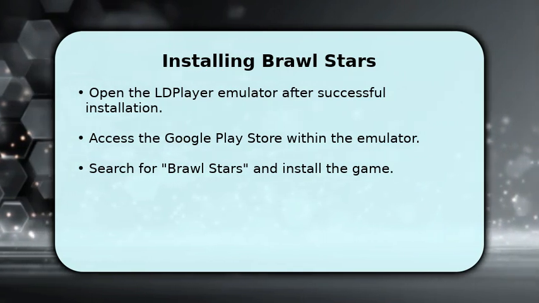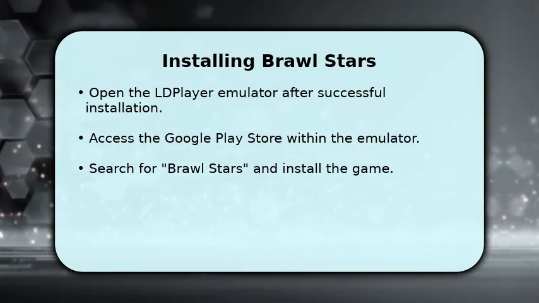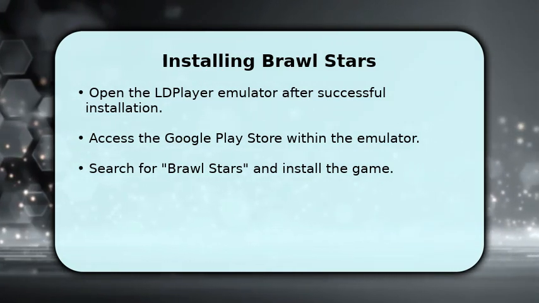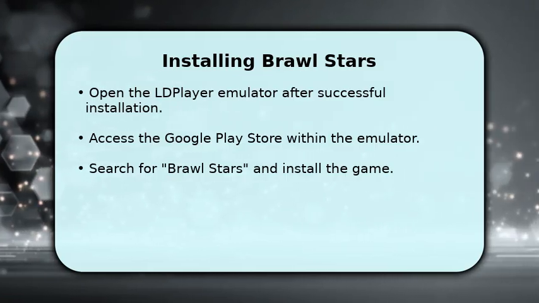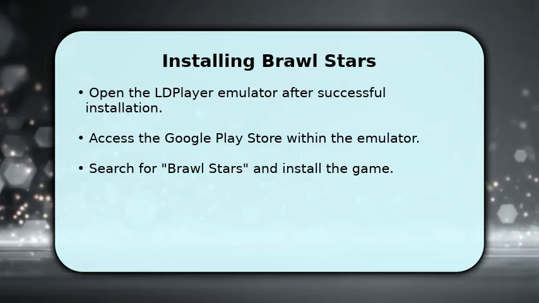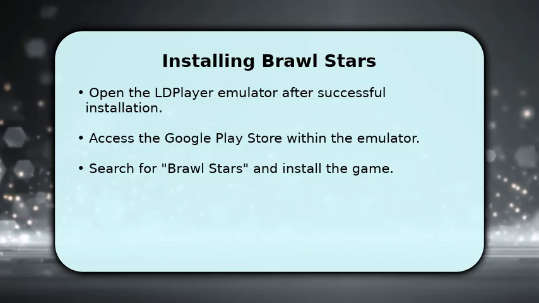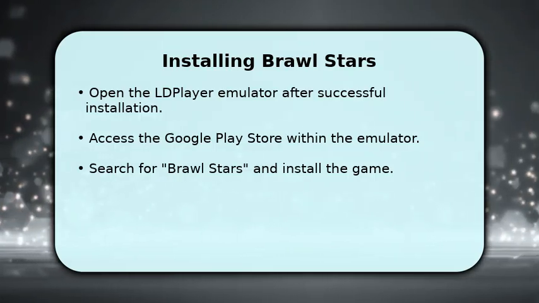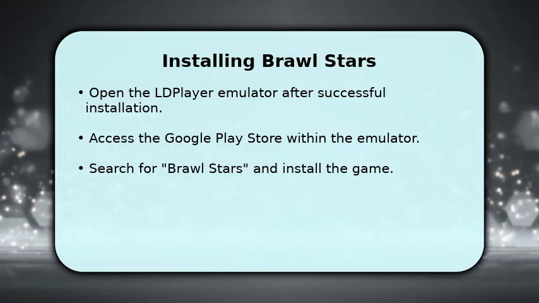You will find the Google Play Store pre-installed, just like on an Android device. Open the Play Store, then use the search bar to find Brawl Stars. Click on the game and proceed with the installation. This process is identical to installing any app on your phone, ensuring you get the official game version.